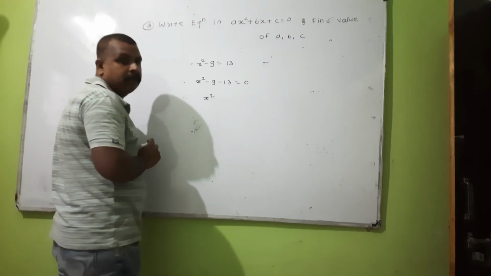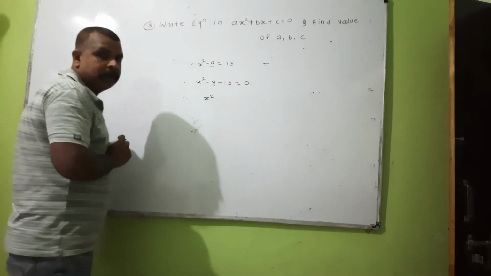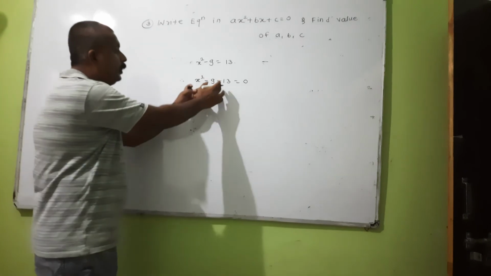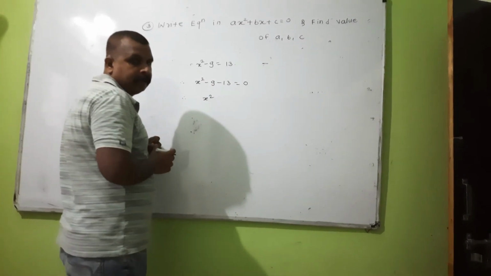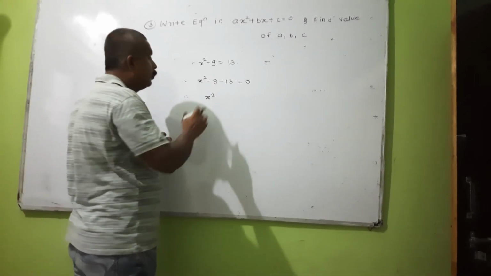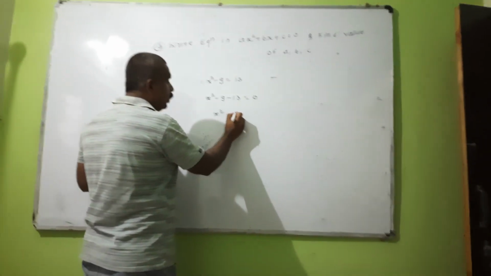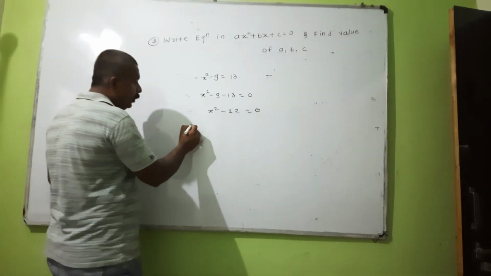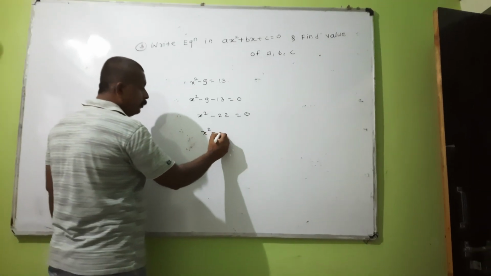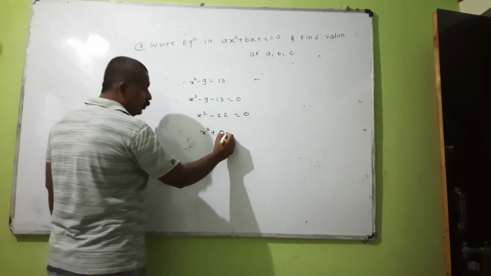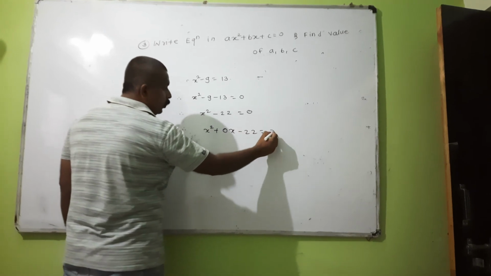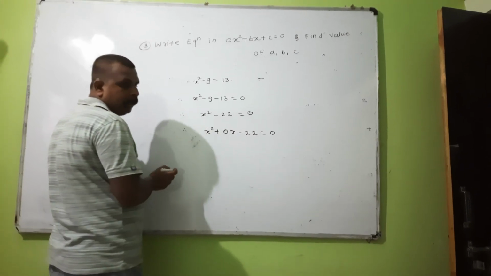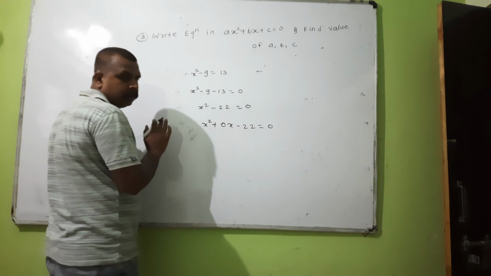So x square minus 9 minus 13. Here we perform what? Subtraction or addition? Yes, here we perform the addition because both contain the same sign, that is a minus, and the result also contains the same sign. So minus 9 minus 13 is minus 22 equal to 0. So the middle term is missing now, so we can replace it with 0. 0x minus 22 equal to 0. So we can write here minus 0x or plus 0x.